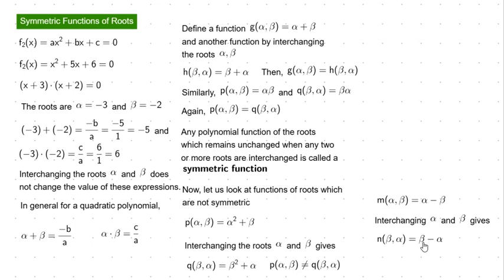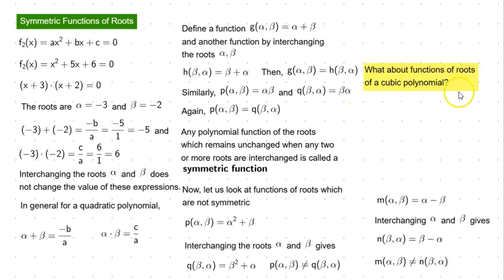Beta is minus 2 minus minus 3. So minus 2 plus 3 gives us 1. So here it is minus 1, here it is plus 1. So m of alpha comma beta is not equal to n of beta comma alpha. But what about functions of roots of a cubic polynomial?